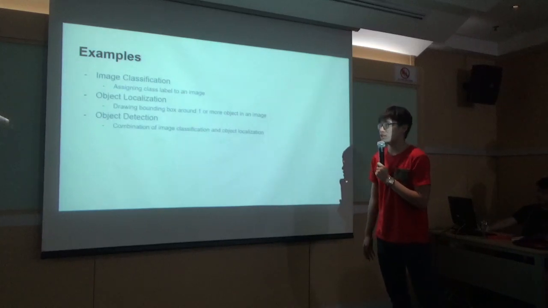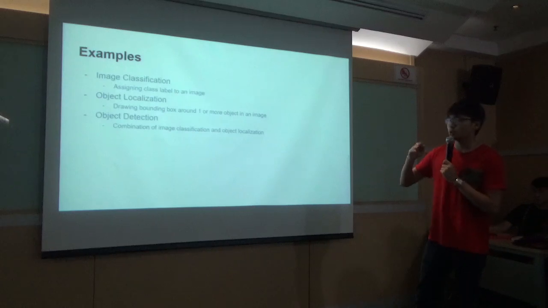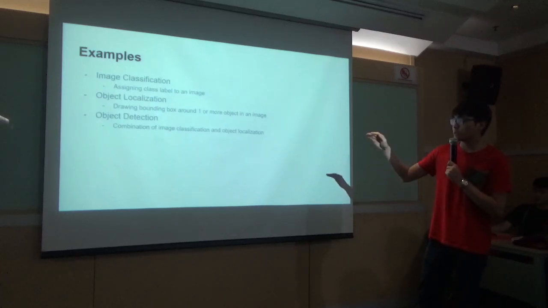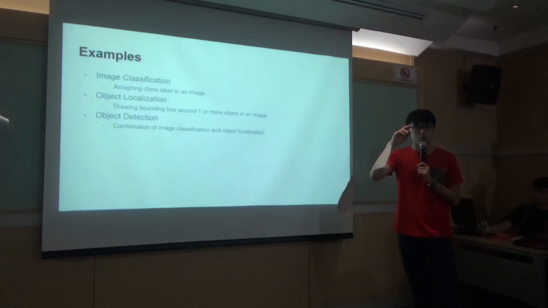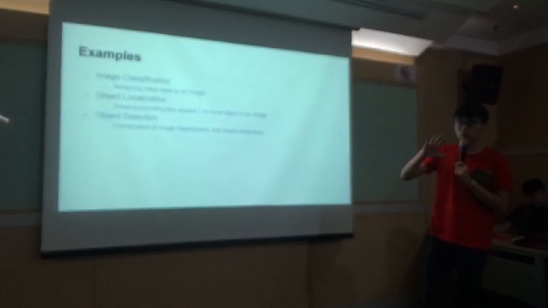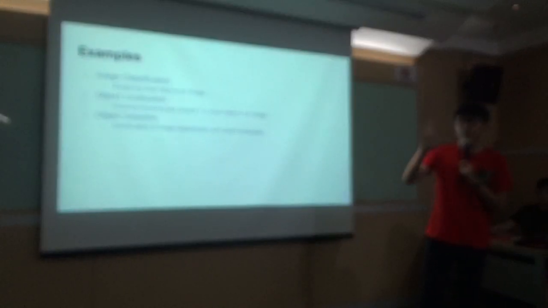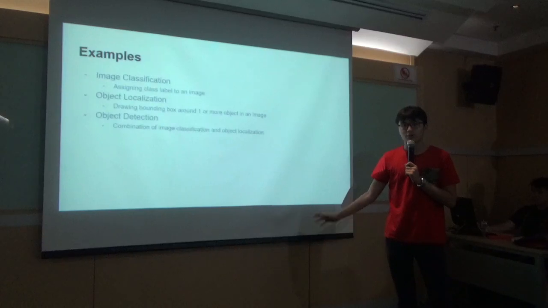Okay, so these are the three main tasks we usually think of in object recognition. Image classification: we assign a class label to an image. Then object localization: we make a bounding box in one or more places inside an image based on the objects in the image. So each object will get one bounding box.